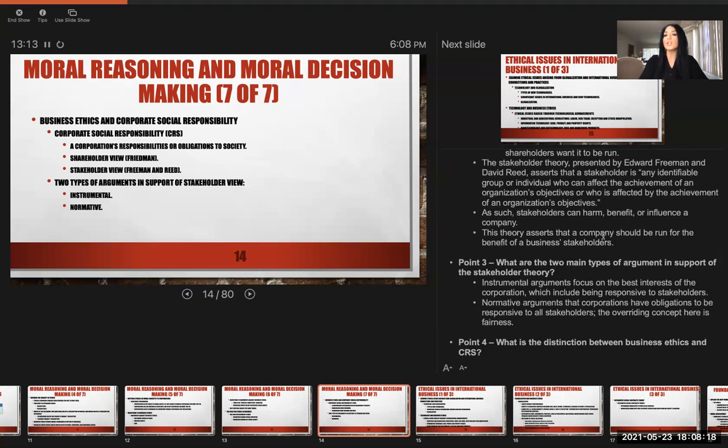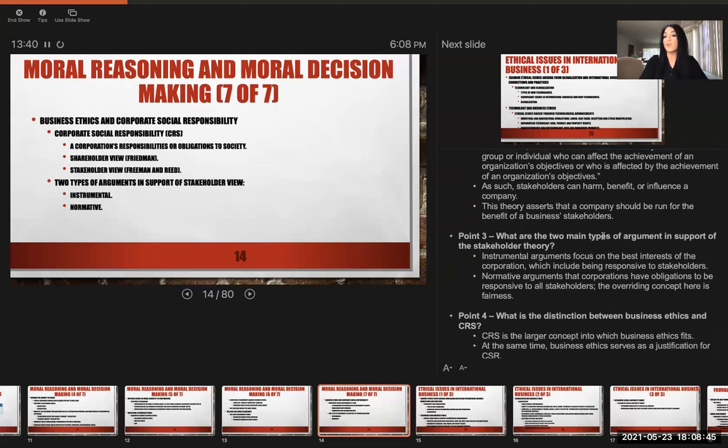So the stakeholder theory presented by Edward Freeman and David Reed asserts that a stakeholder is any identifiable group or individual who can affect the achievement of an organization's objective or who is affected by the achievement of an organization's objective as well. As such, stakeholders can harm, benefit, or influence a company. So this theory asserts that a company should be run for the benefit of a business's stakeholders.